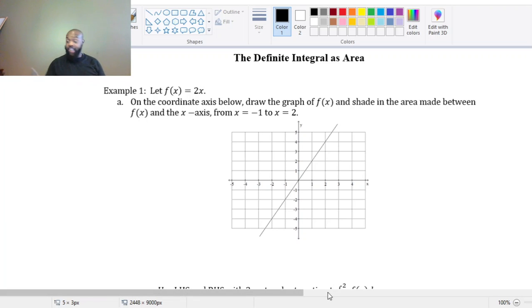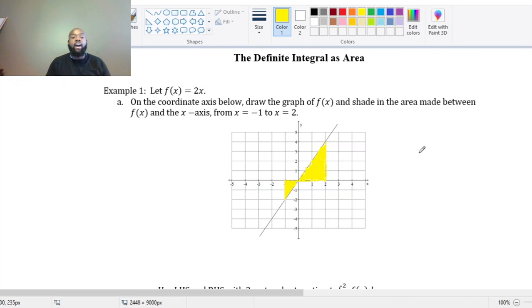All right, and so we already have the graph drawn. We just have to shade in the area between the x-axis and the function from x equals -1. I'm going to use a different color. So x equals -1 is here. And the area between the x-axis and this function is this little triangle here. And then from 0 to 2, we get this triangle here. So these are the areas. This is the area between the x-axis and the actual function.